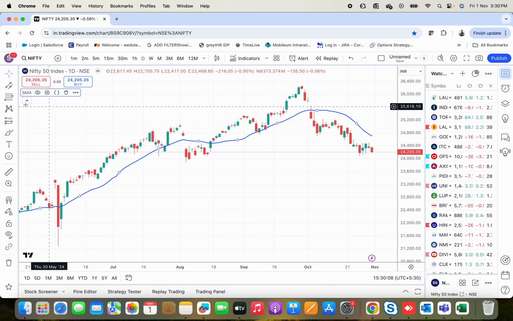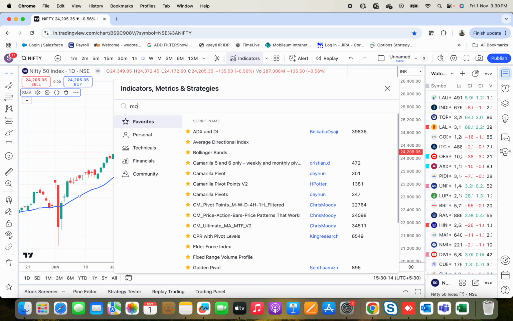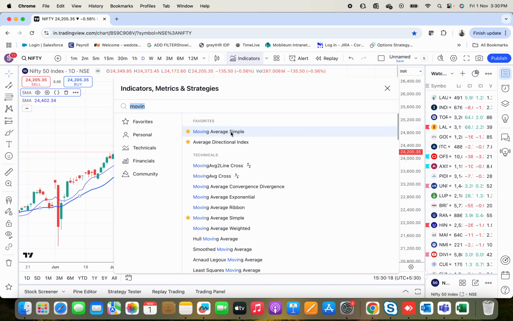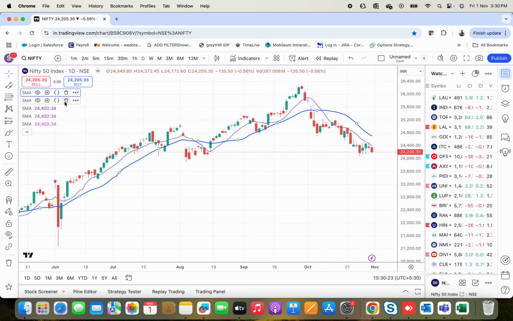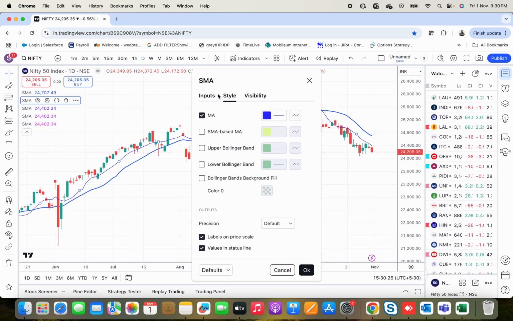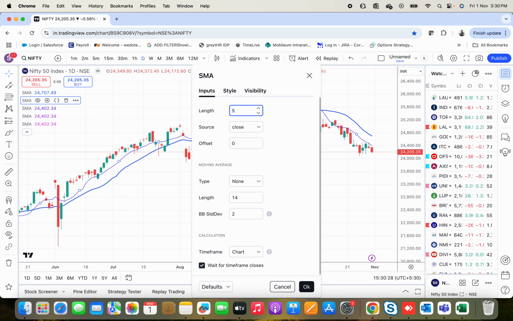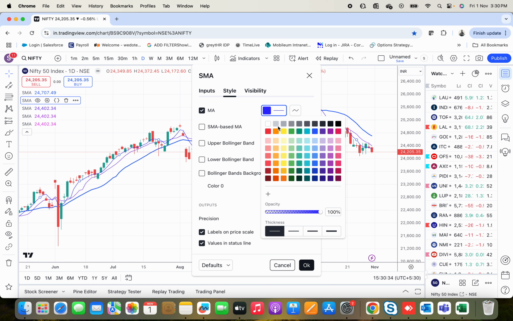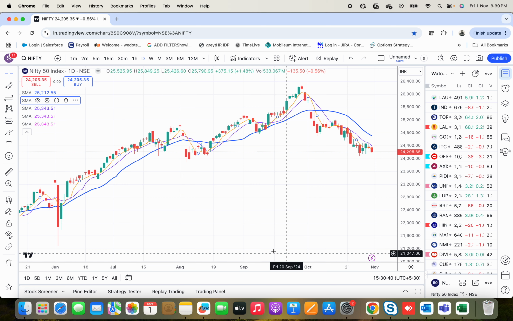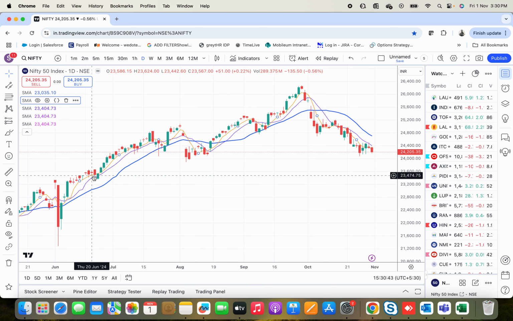Like this, you can add a couple more. Let's add a couple more. One average, let's put as 5. This is just to follow the trend. It's definitely going to help, and I'll explain how it helps. You can choose whatever color you want. So what we plotted is the moving average of 5. That means for every bar, the previous 5 bars' average is taken, and then it plots.